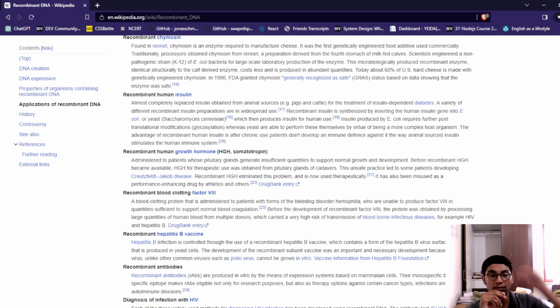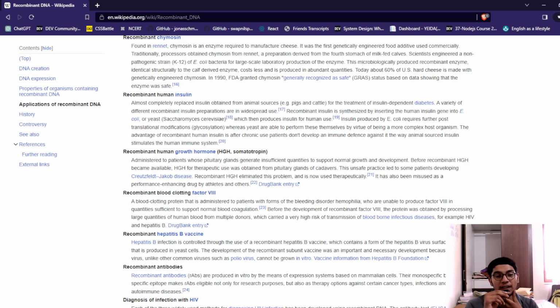Recombinant human growth hormone is administered to patients whose pituitary glands generate insufficient quantities to support normal growth and development. Before recombinant HGH became available, HGH used therapeutically was often extracted from the pituitary glands of cadavers. This unsafe practice led to some of the patients developing disease.